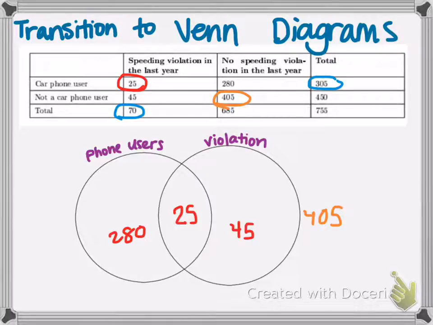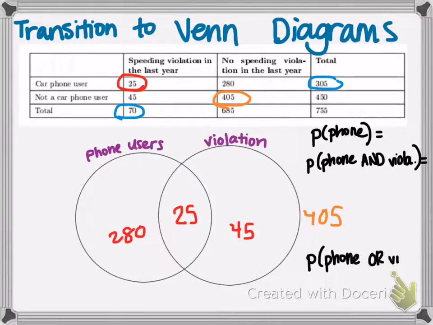Okay? Using this diagram now, I want you to try to answer a couple probability questions. So I want you to take a look at the probability that somebody is a phone user, the probability that somebody is a phone user and a violator, the probability that someone's a phone user or a violator, and the probability that somebody's a phone user given that they're a violator.